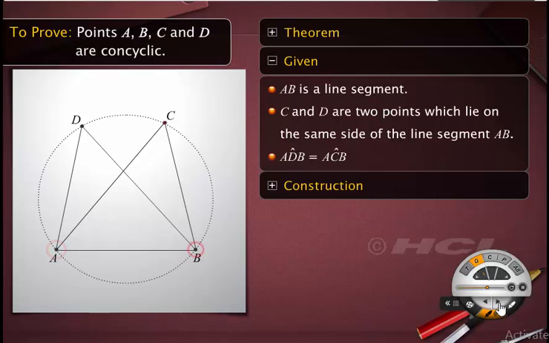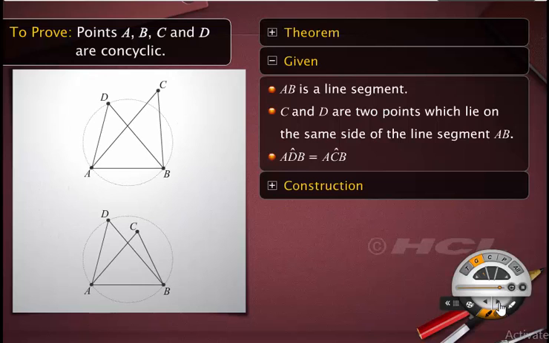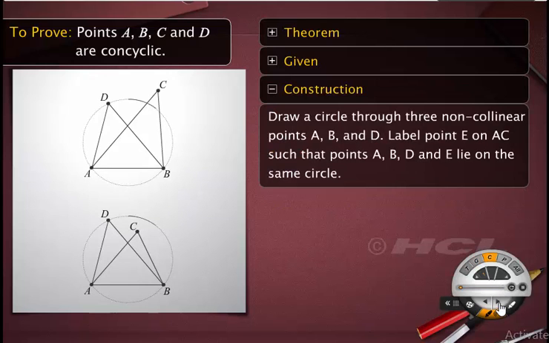Let's suppose that 4 points A, B, C, and D are not concyclic, and that the point C does not lie on the circle. Then, C will either lie inside the circle or outside the circle. Let's consider both the cases. Let's draw a circle through 3 non-collinear points A, B, and D. Label a point E on AC such that points A, B, D, and E lie on the same circle.